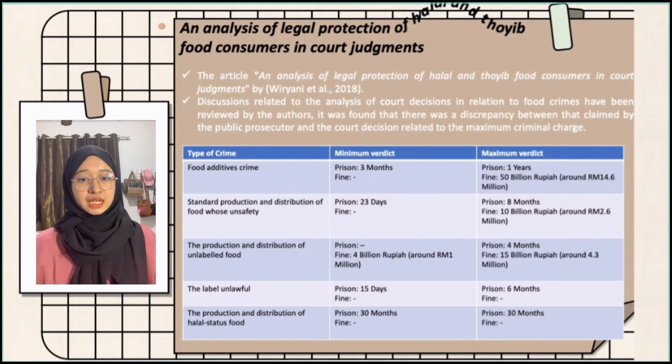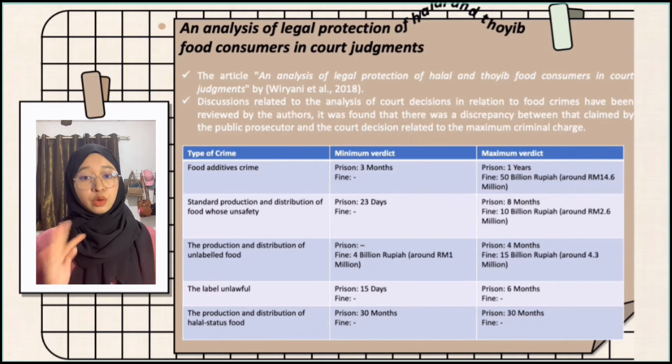Discussions related to the analysis of court decisions in relation to food crimes have been reviewed by the authors. It was found that there was a discrepancy between the claims by the public prosecutor and the court decisions related to the maximum criminal charge. Among them is a minimum verdict for the criminal offense of food additives crime, a sentence of 3 months in prison and no fines. Standard production and distribution of food that was unsafe was punishable by 23 days in prison and no fines.